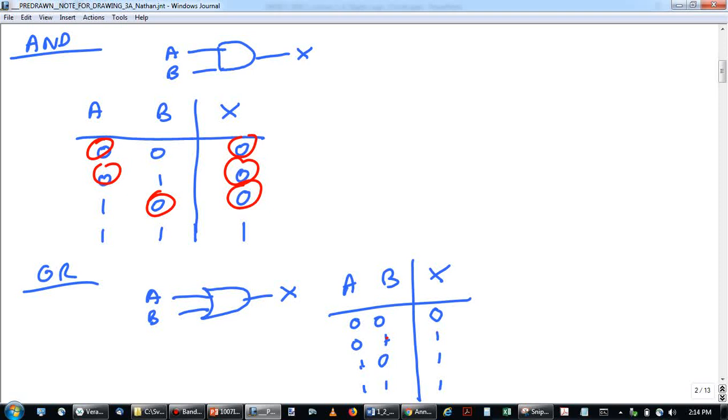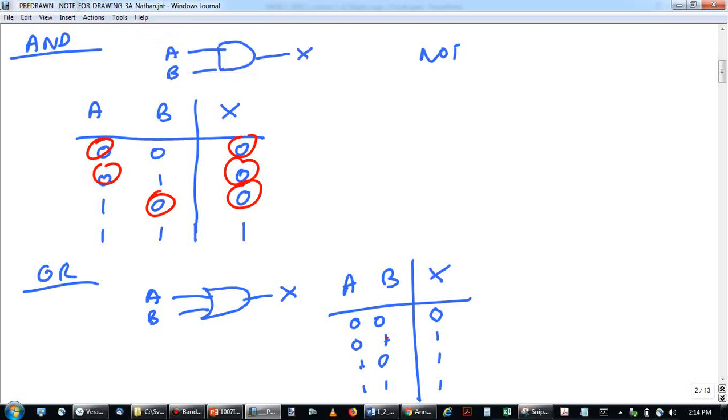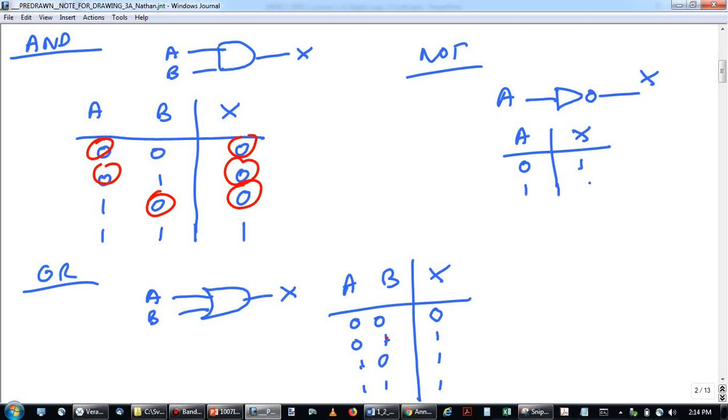Yep. The last one, at least on that initial slide, is this one. NOT. Now, NOT's a bit special because you only negate or invert one thing. So we don't have a B, we only got an A, and like this. So our truth table is a lot simpler. There's no B. And if A is 0, you get a 1. If A is 1, you get a 0. It's the opposite.